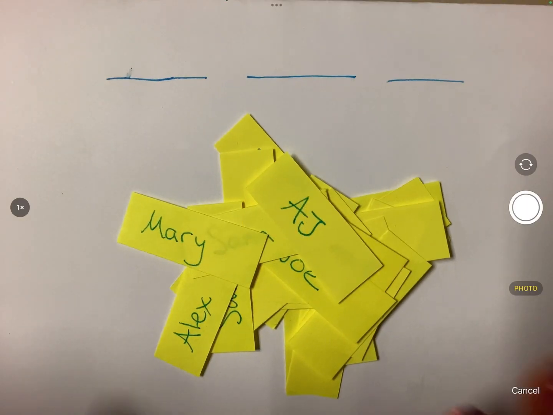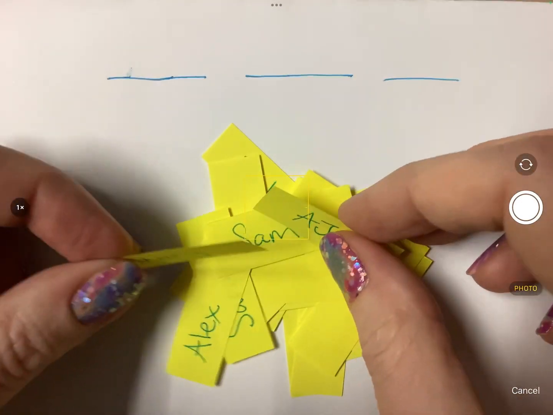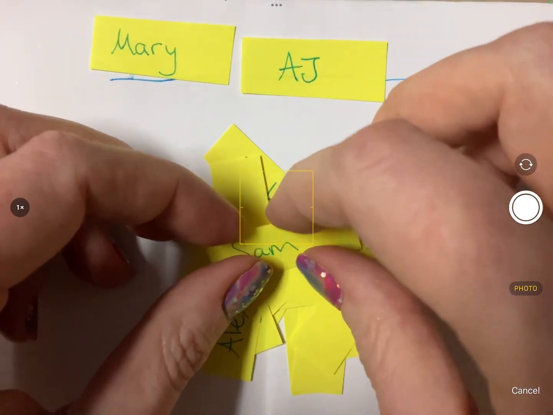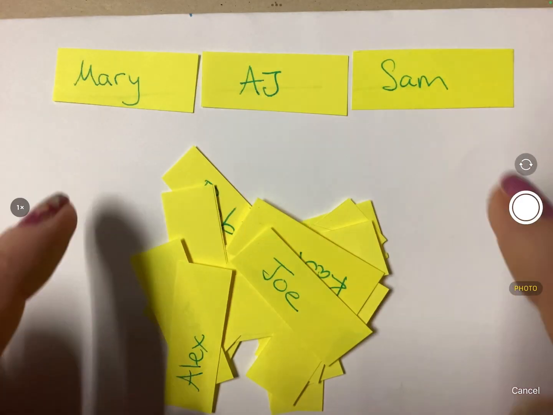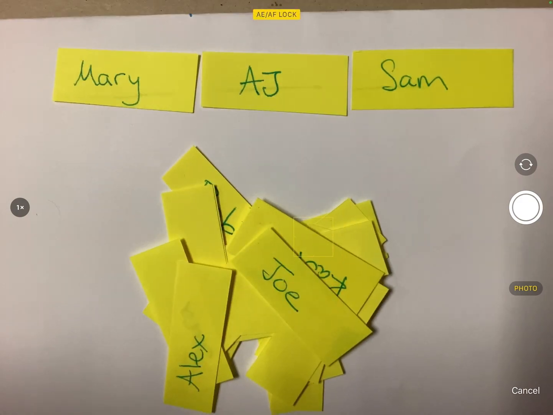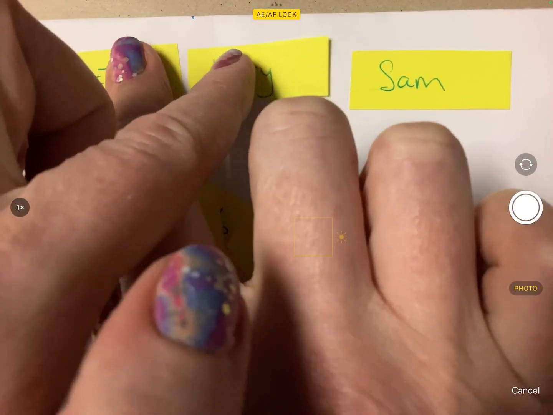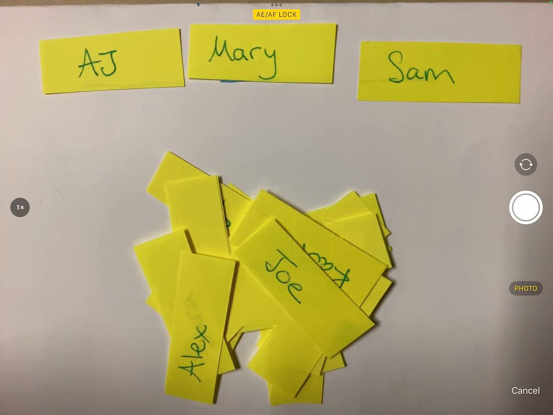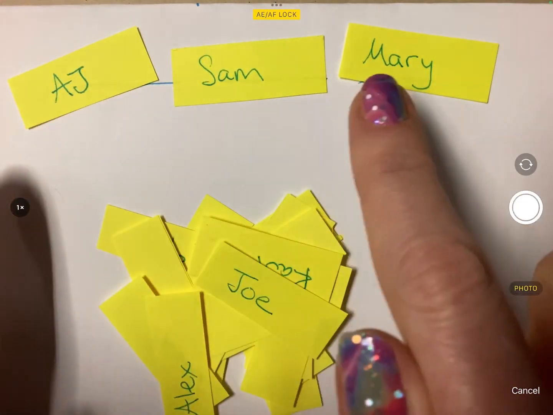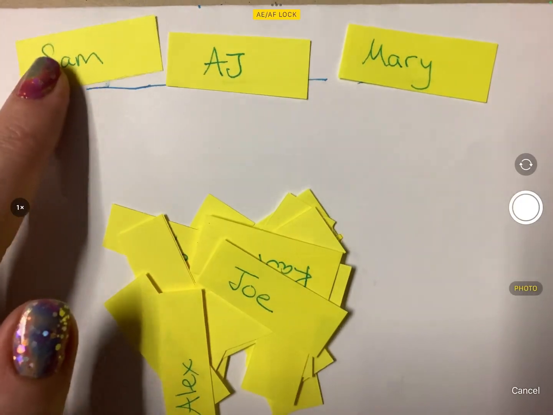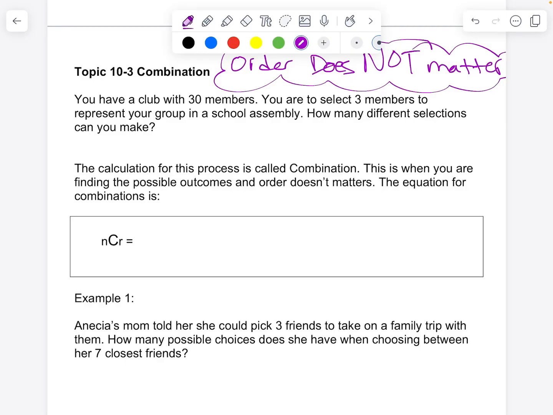So here we have our pile of our 30 members, and this time we are selecting 3 representatives for the school assembly. We have 3 people. If I next time give a slightly different order, we do not want to count that as a second option because these are still the same 3 people. The order in which I select them doesn't matter because we still have the same 3 people going to the assembly. The calculation for this process is called combination. This is when you are finding the possible outcomes and order doesn't matter.